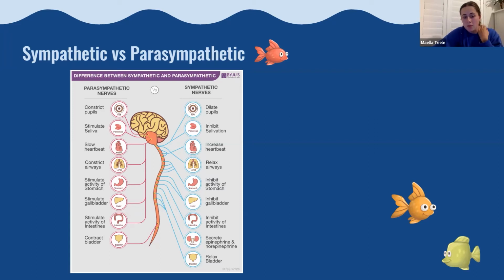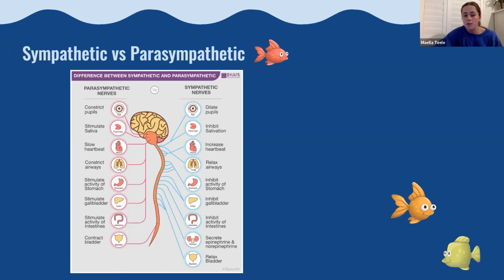Your pupils become dilated. But when you're in rest and digest, so just your normal resting position, you've got your parasympathetic nerves which are activated. So you salivate, your heartbeat slows, your airways are constricted, you don't need to take massive breaths anymore. Your organs are back to working like they usually were, and your pupils are constricted.